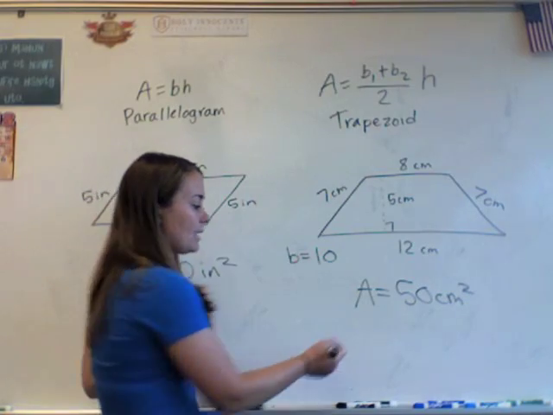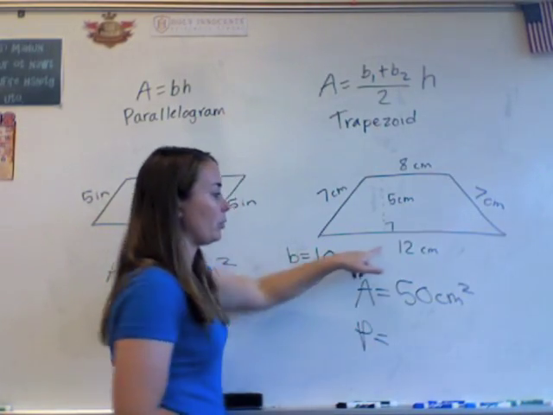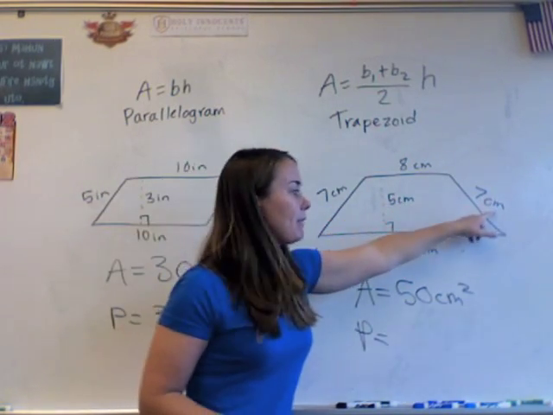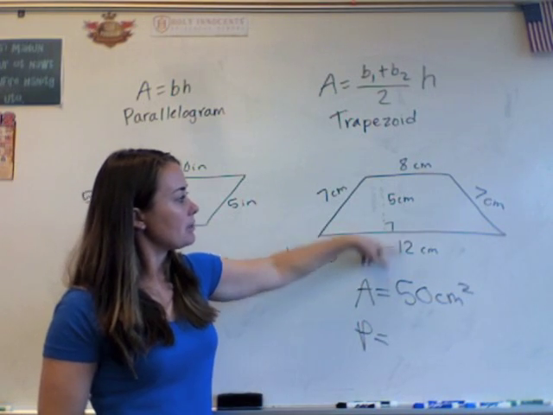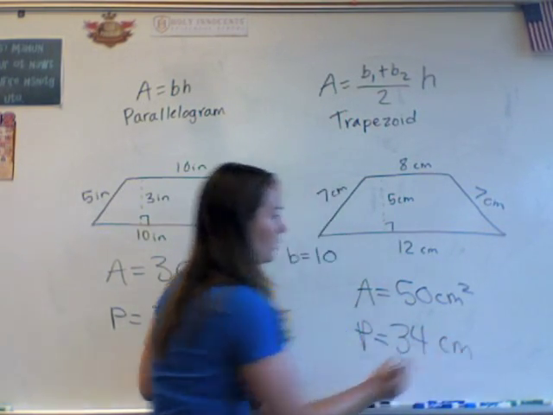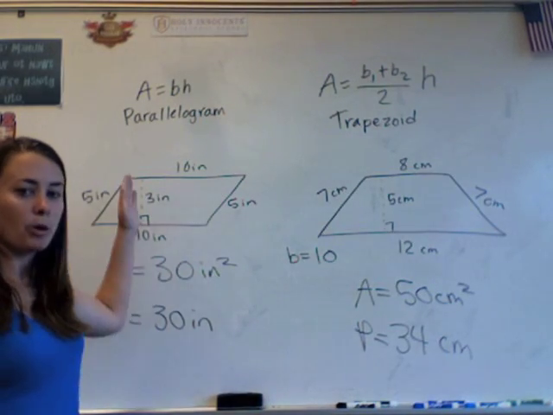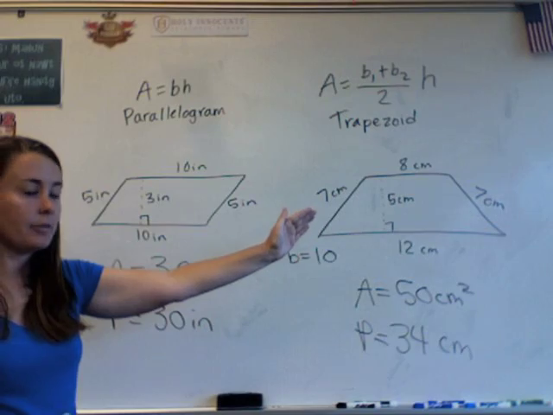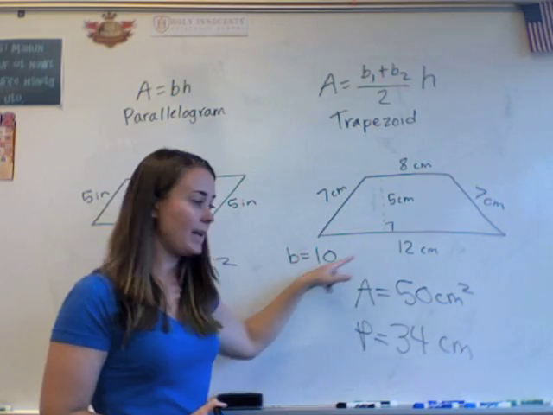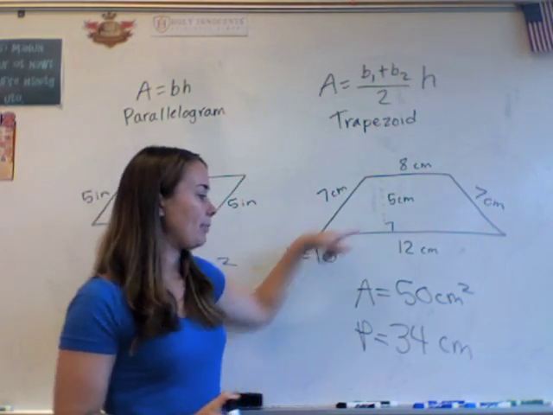Same thing with the perimeter. We also just add up the sides again, not factoring in the height. So we do 7 plus 7 is 14, plus 12 and 8 is 20, so that's 34. So for both of them, the only difference is since the trapezoid has two different bases, we average the two bases first and multiply that.